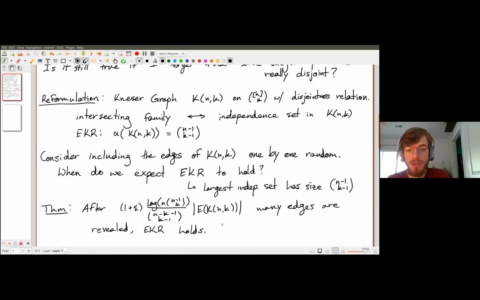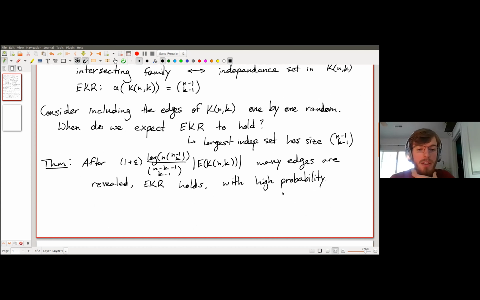So I can give you some sort of precise statement: if you reveal this many edges, this is what you would expect. Of course, I can't expect this to always hold, right? Maybe I was given edges in a bad order, or luck was against me. So I can say it holds with high probability, so probability tending to 1 as n tends to infinity. But I can actually say something a lot more precise, which is a lot more illuminating.